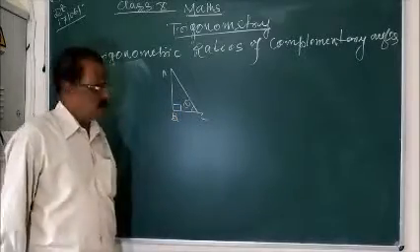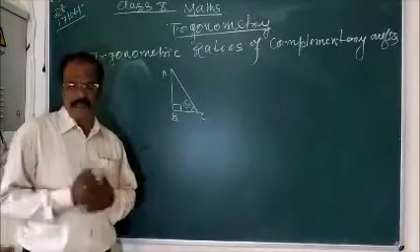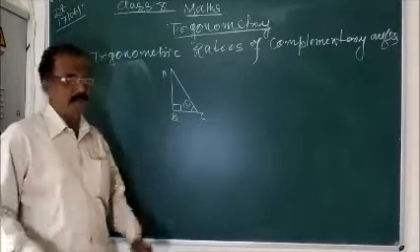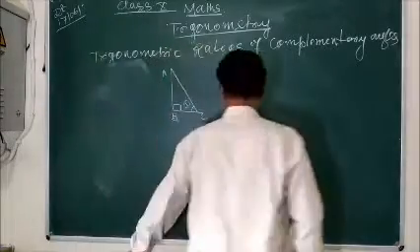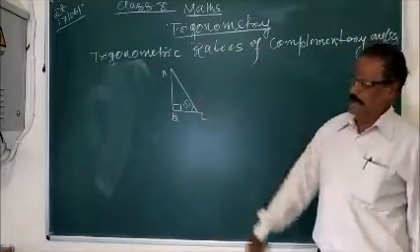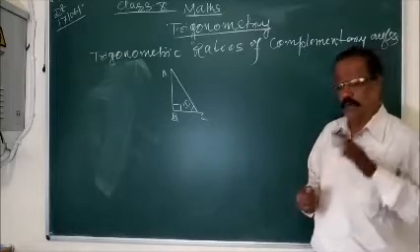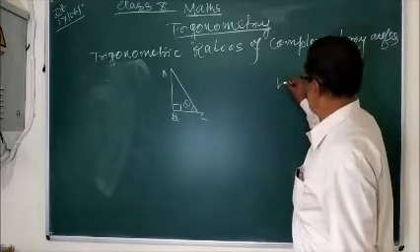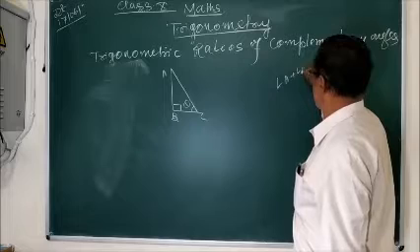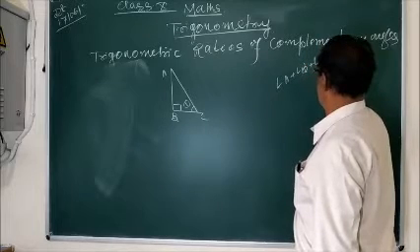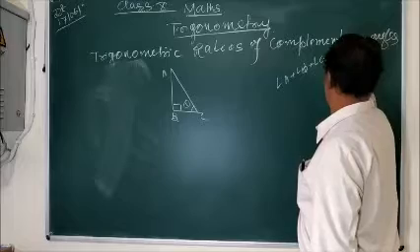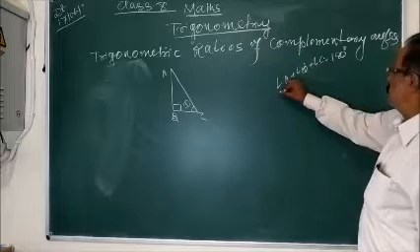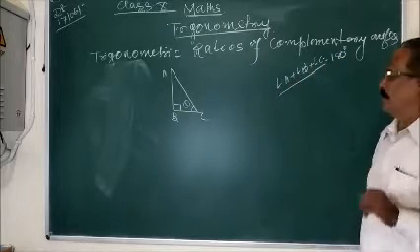Now my question is, what is the value of angle A? Angle B is 90 degrees. Therefore, it is a right angle. And angle C, we have supposed theta. So, what is the value of angle A? You know, angle A plus angle B plus angle C. Angle sum property, this is a very important theorem. You must have learned in class 8. The sum of all angles of any triangle is always 180 degrees.